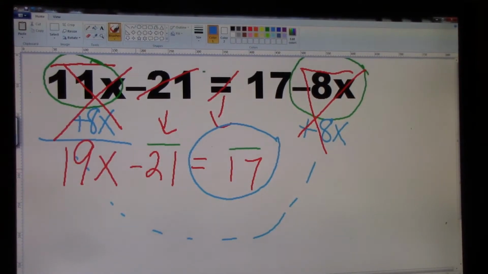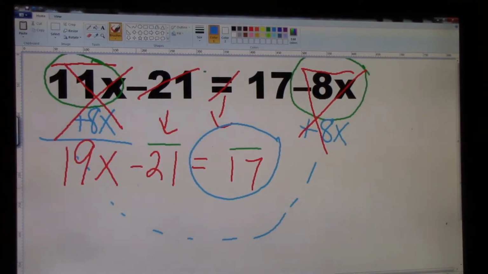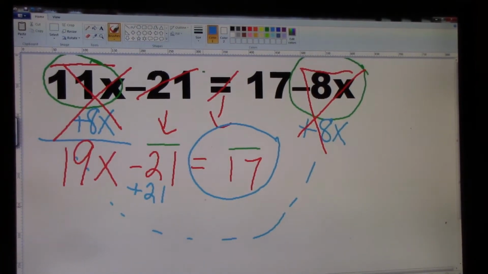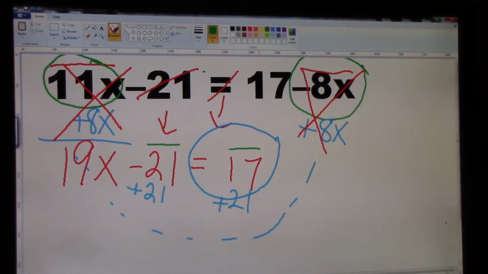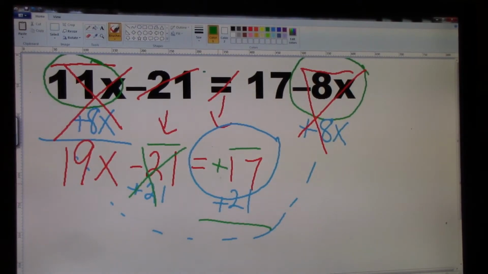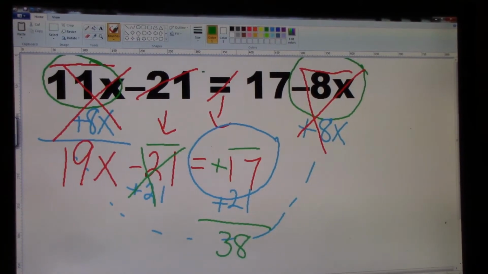So we're going to change this negative 21 to the opposite of what it is, and then we're going to move it. So what is the opposite of negative 21? Yes, it is positive 21. Then we're going to move that positive 21 to this side. And as we did before, we want to cross this out so it doesn't confuse us. Now we have 17, and this is a positive 17. Remember, if there's no sign to the left of the number, it's automatically positive. So we've got two positive numbers here. That means we're going to add. We have 38. Cross that out.